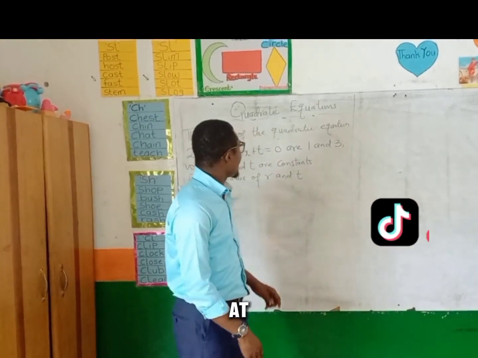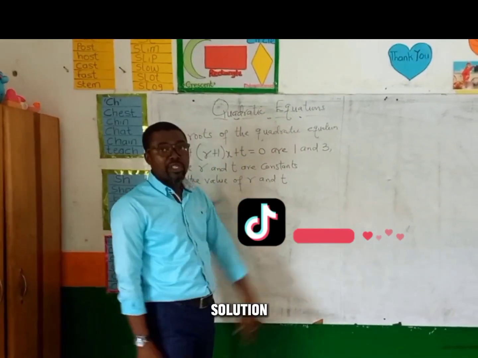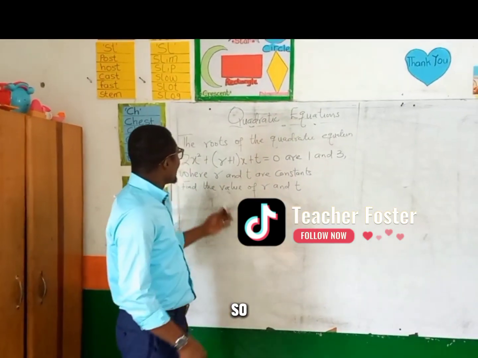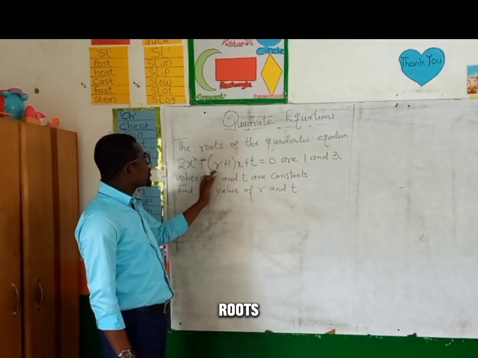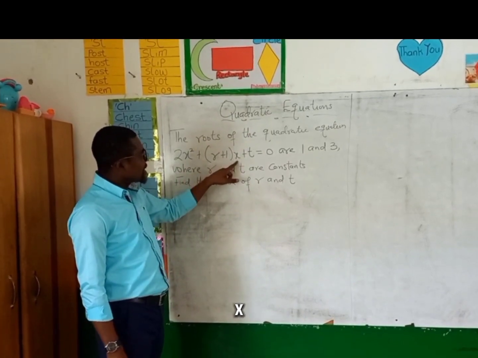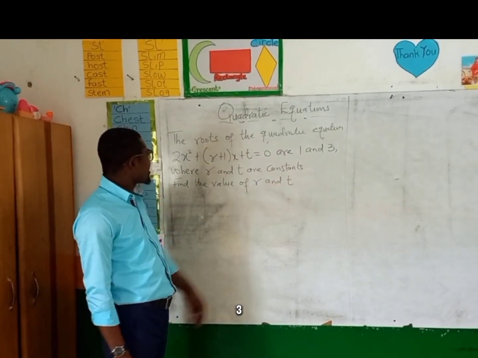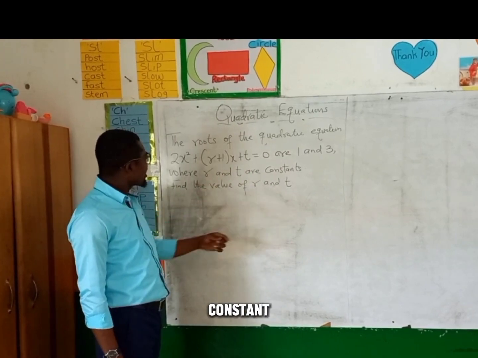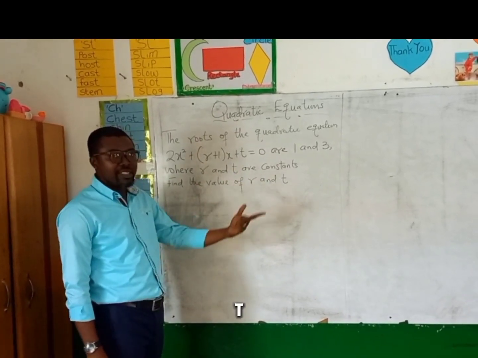Alright, today we are looking at a question under quadratic equation. The question says that the roots of the quadratic equation 2x squared plus (r plus 1)x plus t is equal to 0 are 1 and 3, where r and t are constants. We have to find the values of r and t.